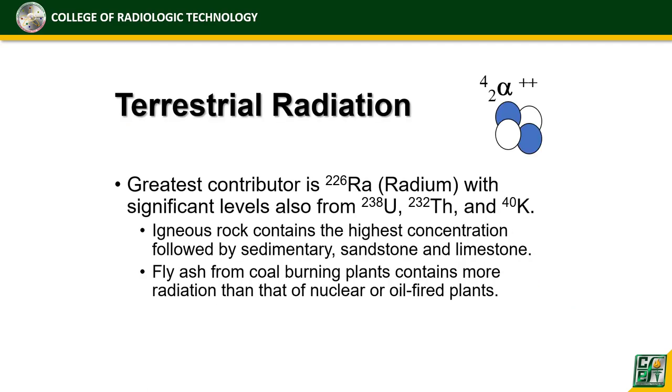Okay, so another, pero ang pinakamalaking contributor ng terrestrial radiation is radium-226. Okay? So bakit? Saan pa siya makikita? So siya ay madidetect sa mga igneous rocks. Okay? Yung mga sedimentary, mga sandstones. Okay? Mga limestones na ginagamit sa wall. Okay, then fly ash from coal burning plants. So it contains more radiation than that of nuclear or oil-fired power plants.